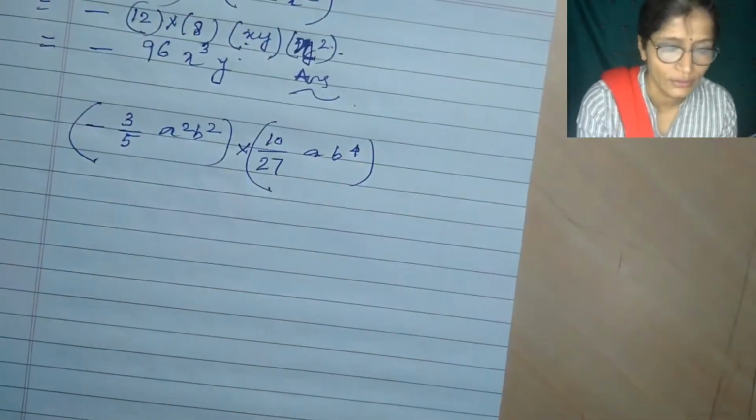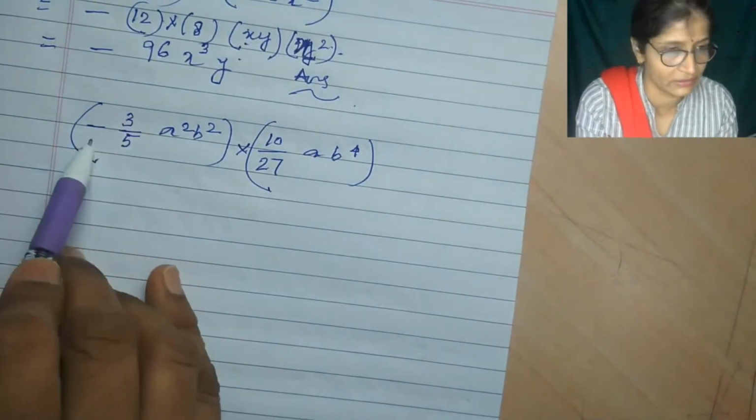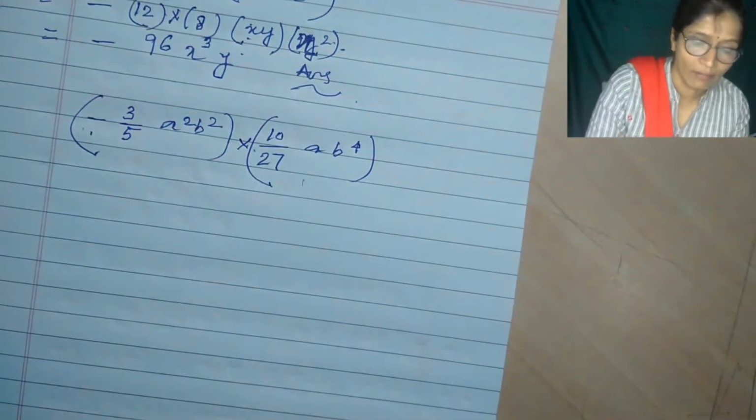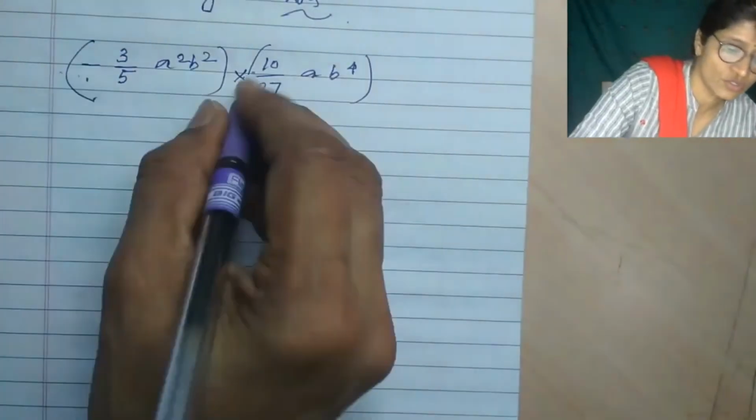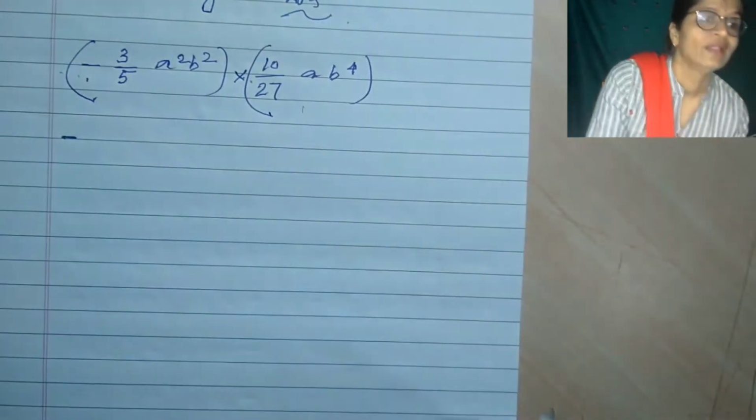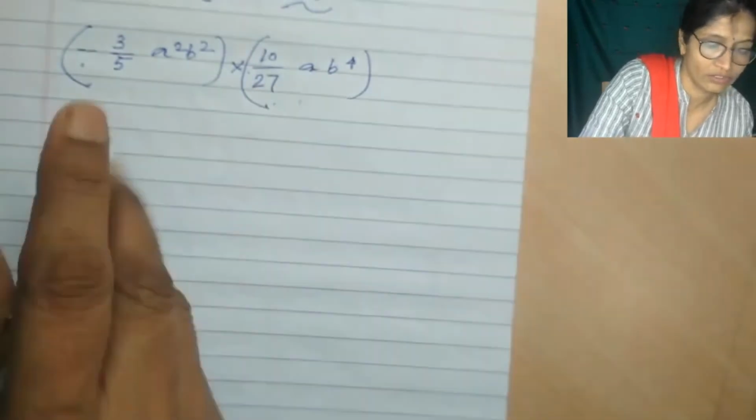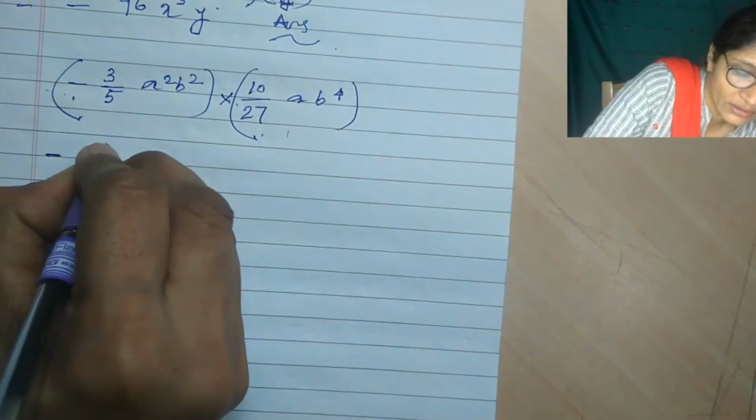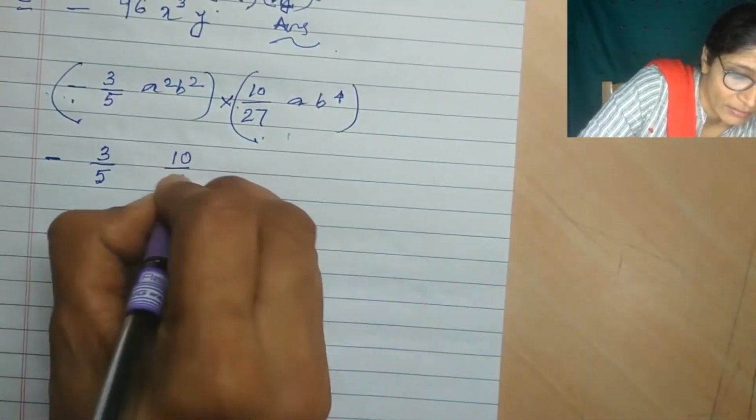So what I told you is that first you will multiply the signs. Think about the sign. Minus into plus will be minus. So I will write here minus. Then 3 by 5 into 10 by 27, because it is the product of the numerical coefficients. The numericals are 3 by 5 and 10 by 27.